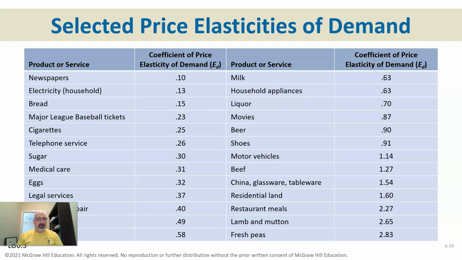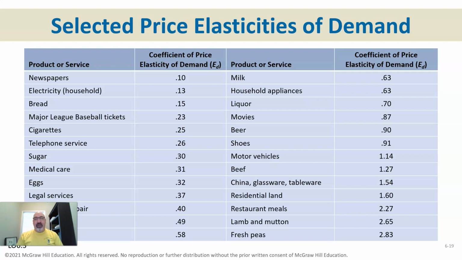Cigarettes at 0.25, that's all right. Telephone service at 0.26. If that's landline telephone service, there's a problem. If that's overall, that might be okay. Sugar 0.3, medical care 0.31. That needs to be better defined. Eggs 0.32, legal services 0.37. Automobile repair 0.4, clothing at 0.49.